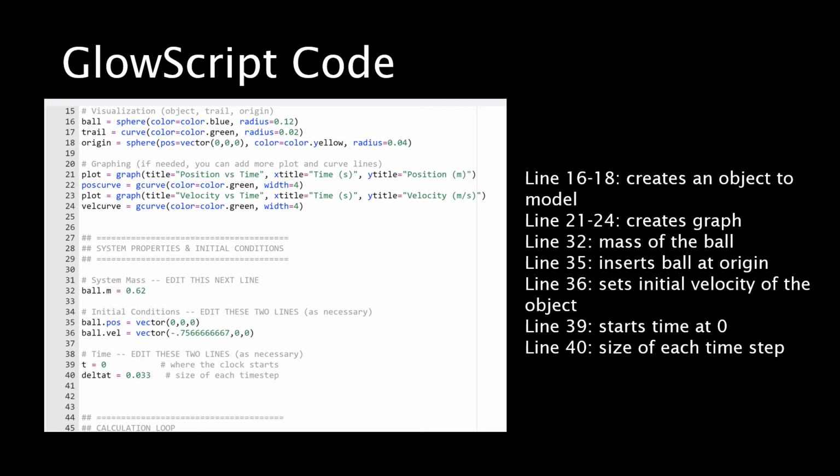I used GlowScript code to create the computational model, and on lines 16 to 18, it creates an object of the model, and on lines 21 to 24, it creates a graph, and on line 32 is the mass of the ball. Line 35 inserts the ball at the origin. Line 36 sets the initial velocity of the object. Line 39 starts the time at 0, and line 40 is the size of each time step.